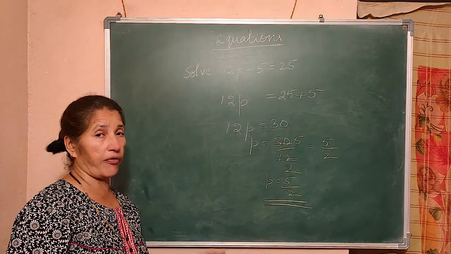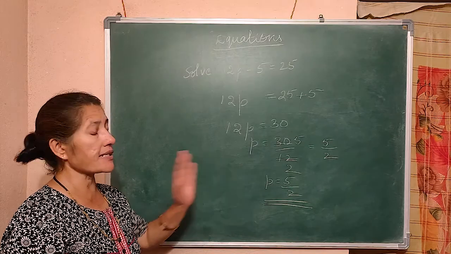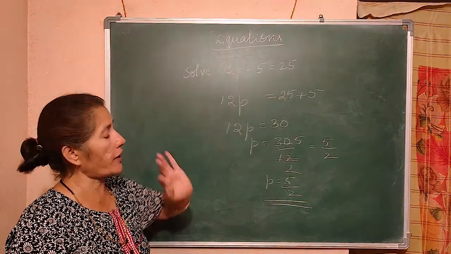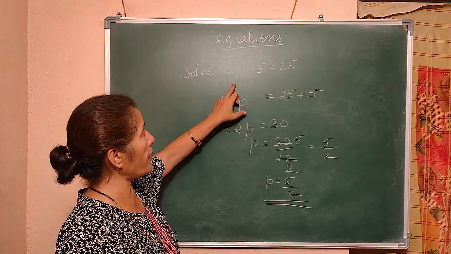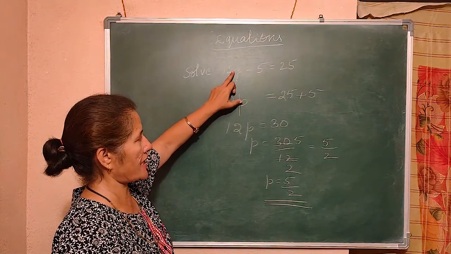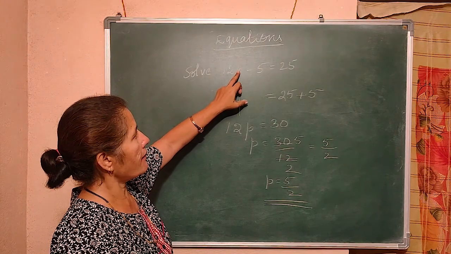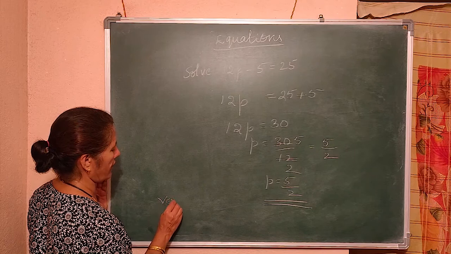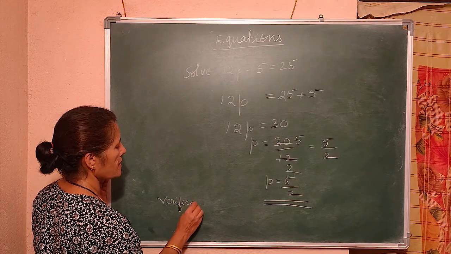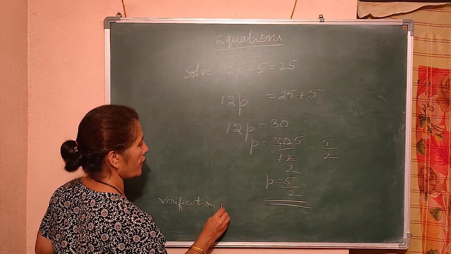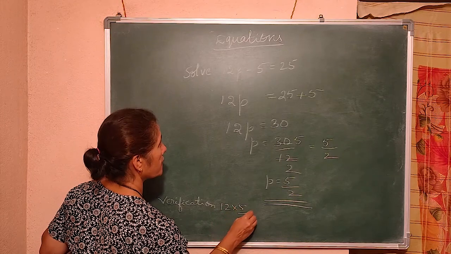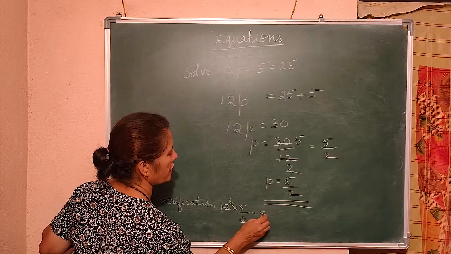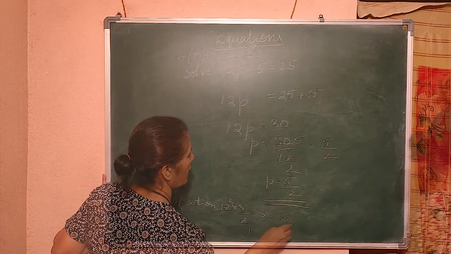So to verify, is my answer correct? You can substitute here and you get 25. If at all verification, I will do verification only for one. Verification: 12 into p, that is 5 by 2, minus 5. 2 1s are 2, 6 5s are 30. 30 minus 5, 25.